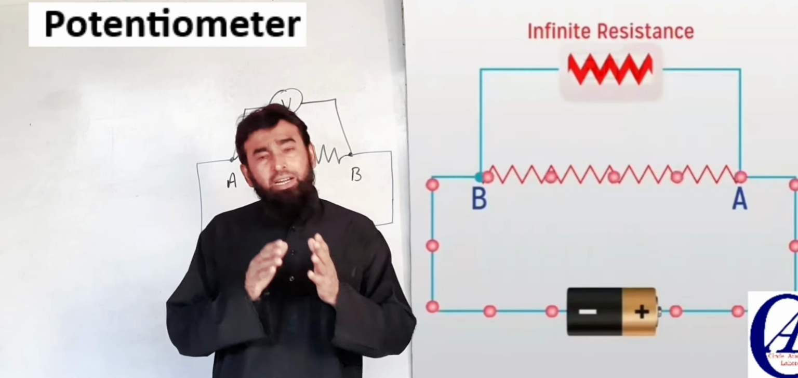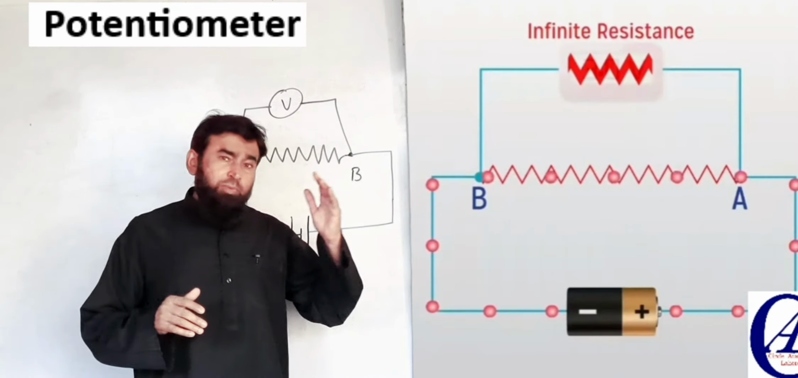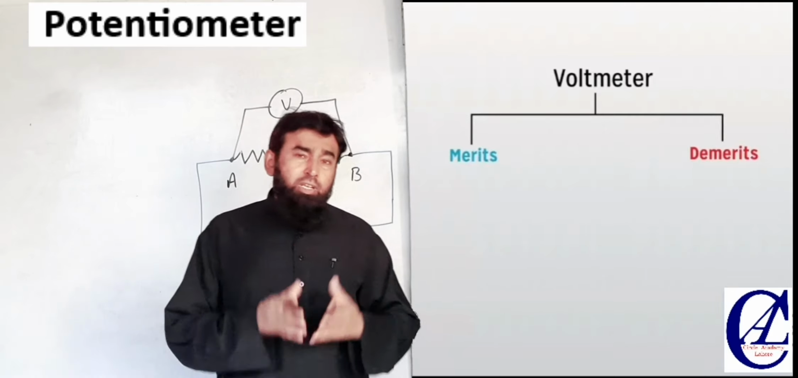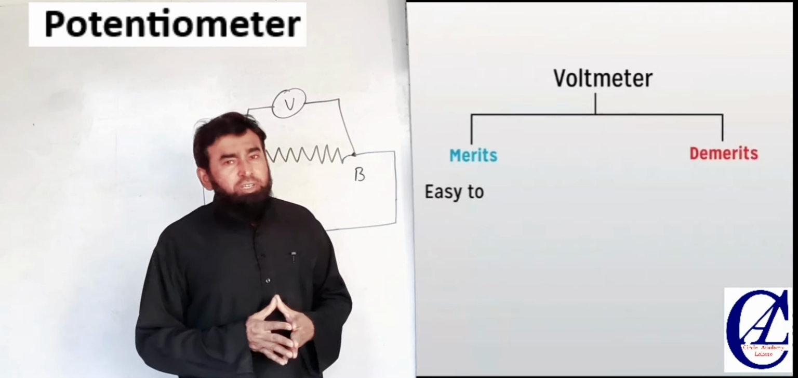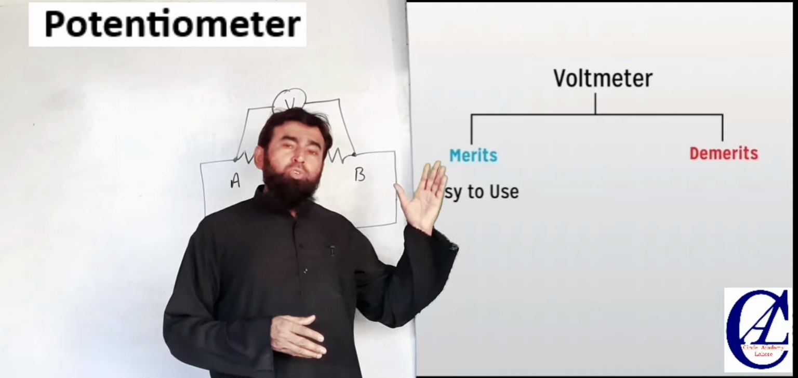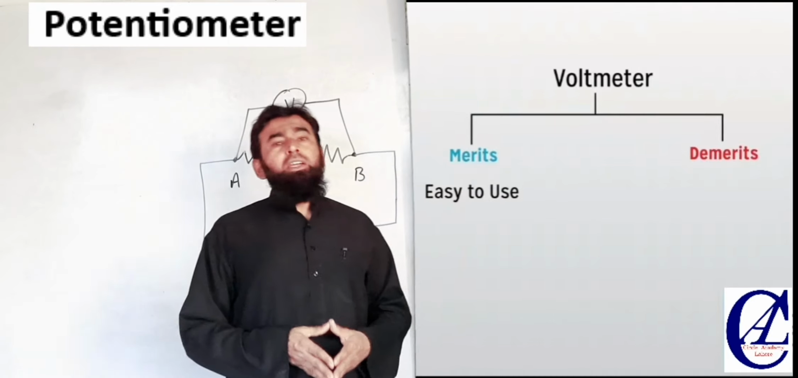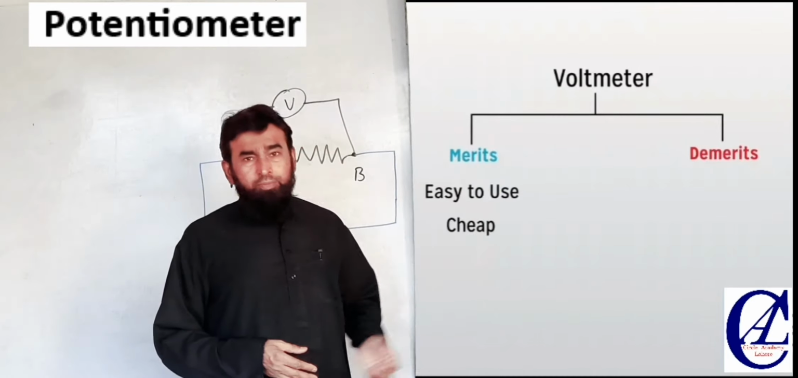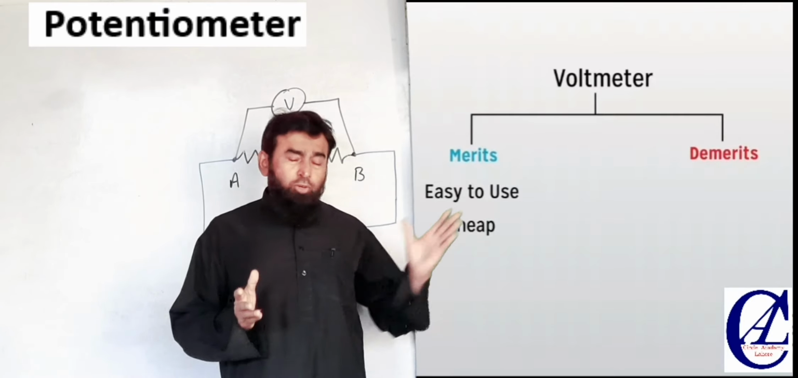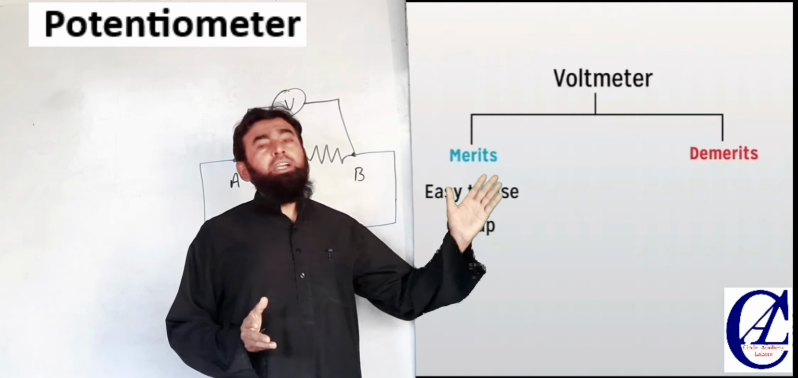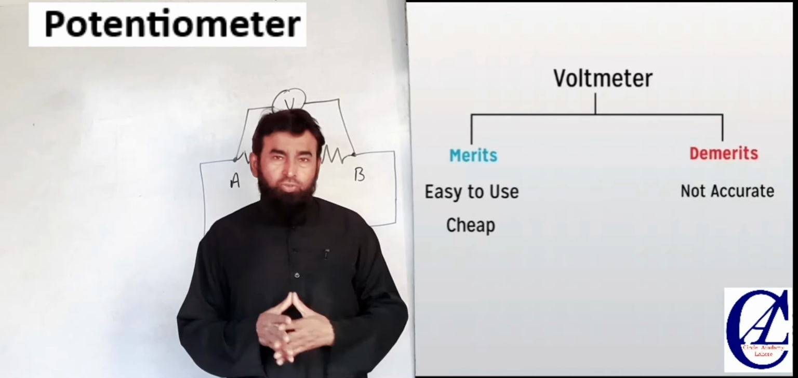In the voltmeter, there are some good things and some demerits also. As for the merits of the voltmeter, students can use it very easily, and it is a cheap instrument. Now, what is the demerit of this voltmeter? Actually, it is not an accurate instrument.